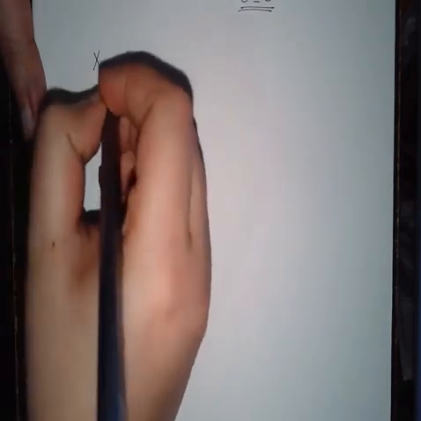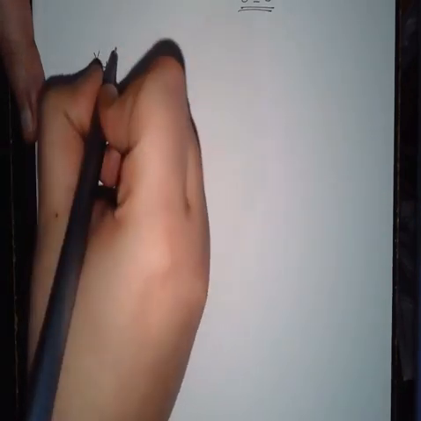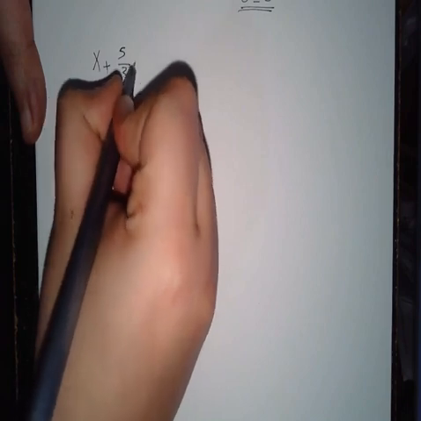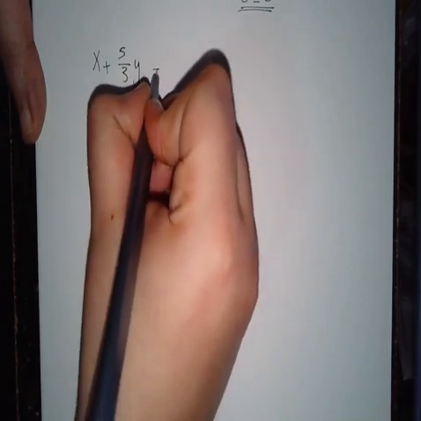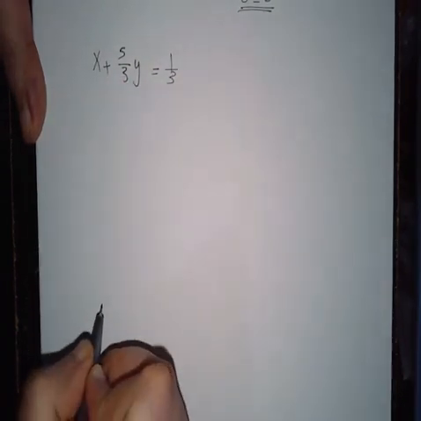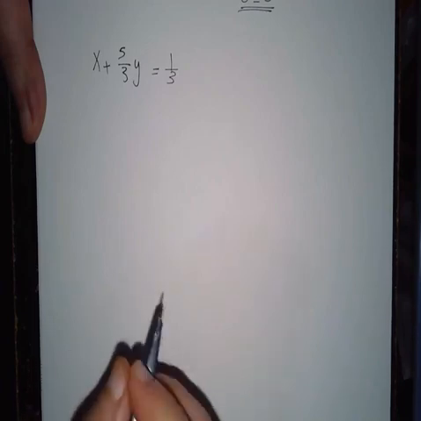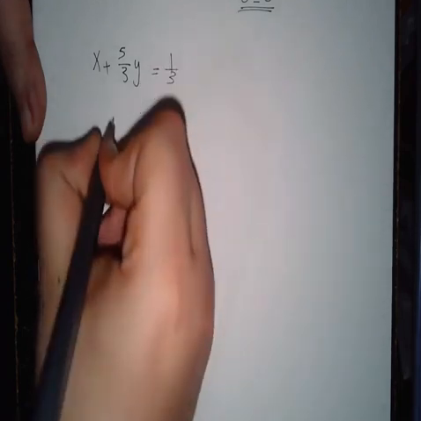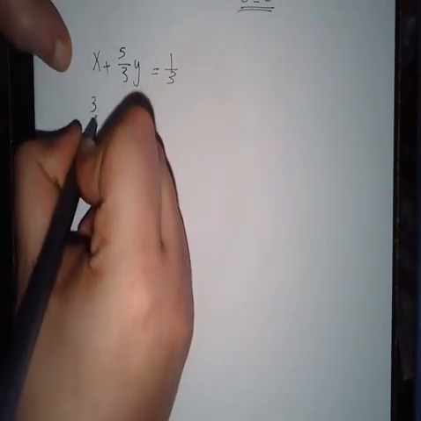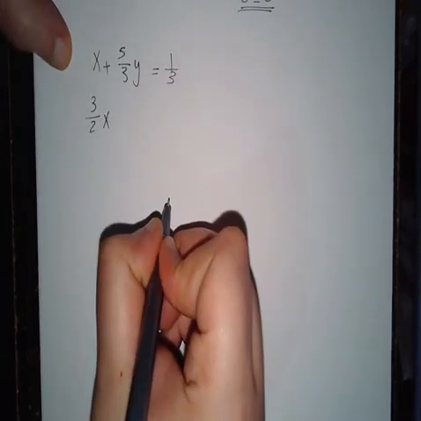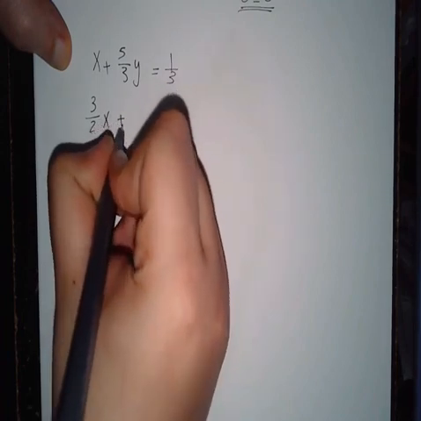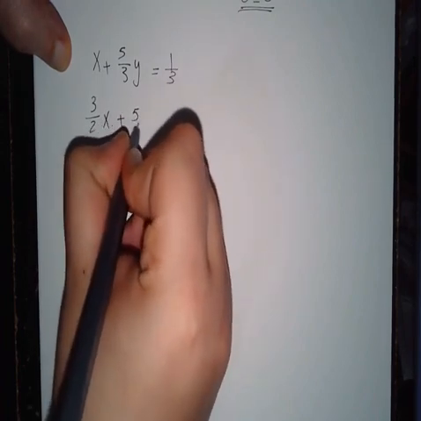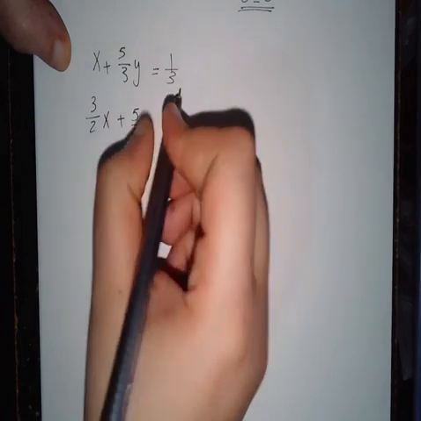So, the question says, x plus 5 over 3y equals 1/3. See, I'm becoming a little bit more mean by the minute. Alright, the second question is 3 over 2x, plus 5 over 2y, and it equals 2.